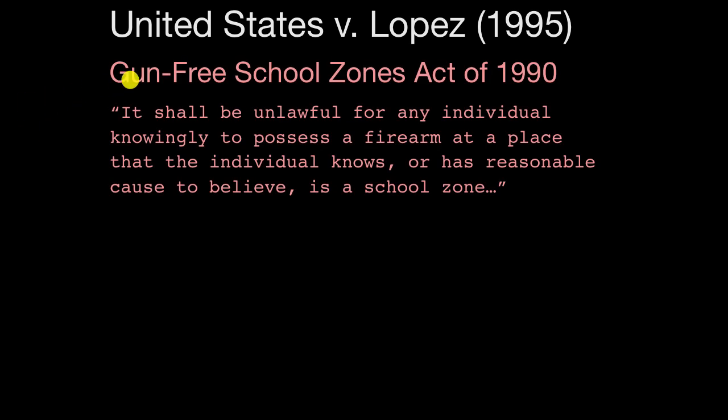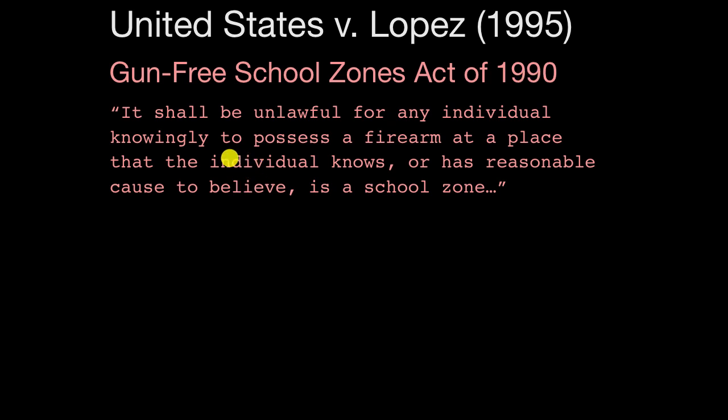Just to understand what happened, in 1990, the U.S. Congress passes the Gun-Free School Zones Act of 1990. It says, "It shall be unlawful for any individual knowingly to possess a firearm at a place that the individual knows or has reasonable cause to believe is a school zone." In 1992, a high school student in San Antonio, Texas, Alfonso Lopez, carries a concealed firearm into his high school. He is arrested, and then he is eventually prosecuted under the Gun-Free School Zones Act of 1990, a federal law, and he is tried in a federal court.